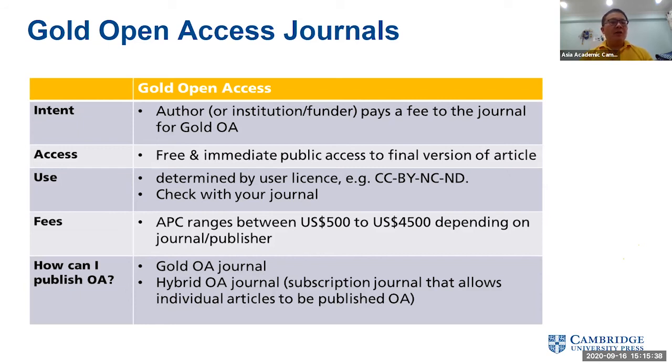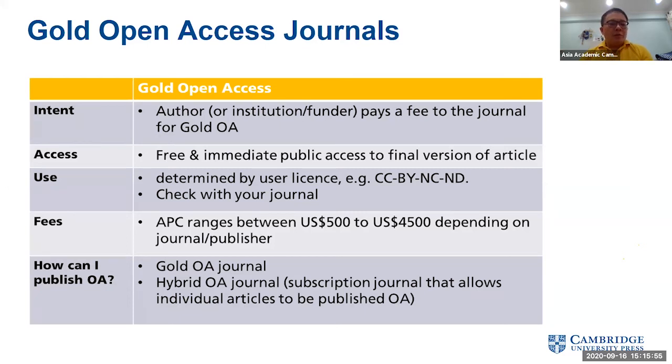There will be a CC license involved. It depends on the journal itself and the publisher. You can ask the journal what license they use. The fees can range from $500 to $4,500. So the range is still quite wide and it varies between publishers too.